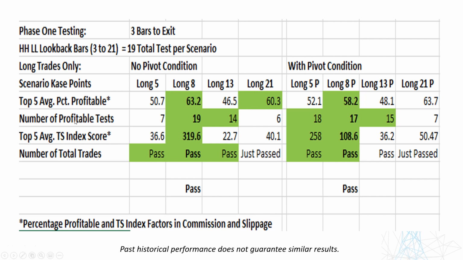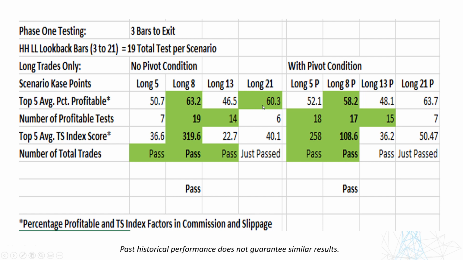All right, so the number of positive tests in the 19-run scenario. This is a robustness test. When you run an optimization, how many tests in that optimization were profitable or significantly profitable? In long 5, there was only 7 of the 19. All 19 were positive in the long 8. 14 were positive here. Only 6 were positive in the long 21. So only 6 were positive, but those 6 were right 60% of the time.